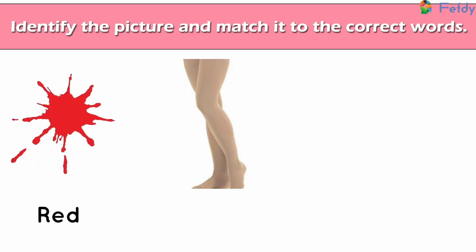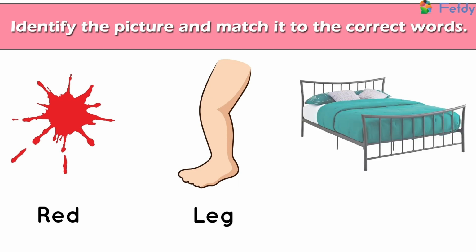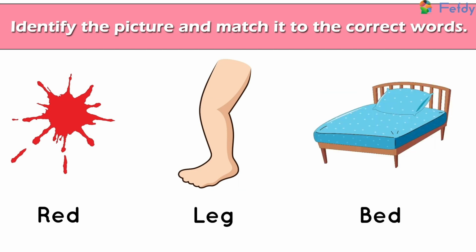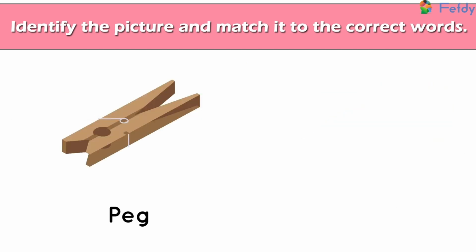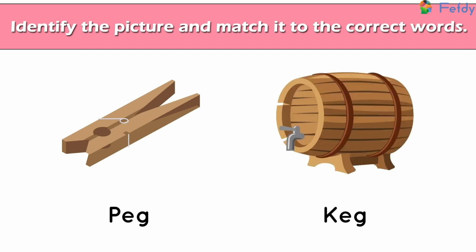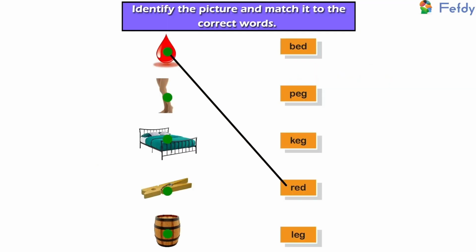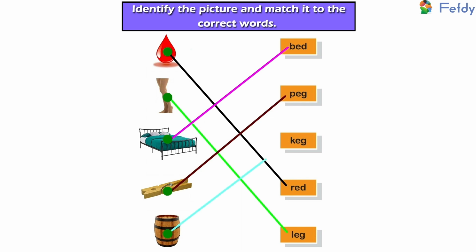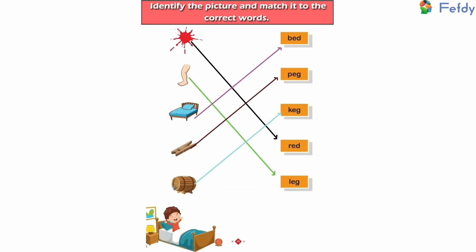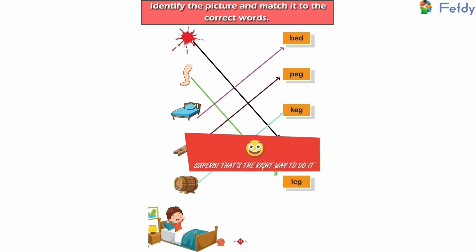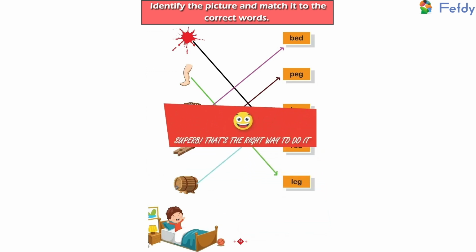Red. Leg. Bed. Peg. Keg. Red. Leg. Bed. Peg. Keg. Superb. That's the right way to do it.